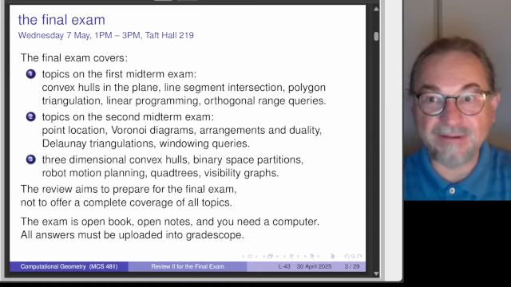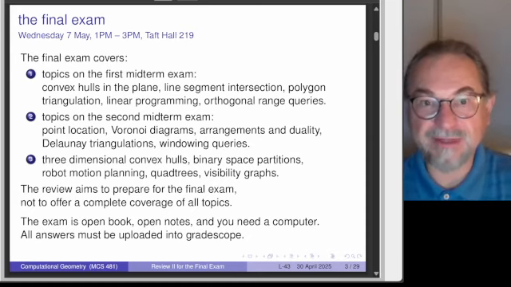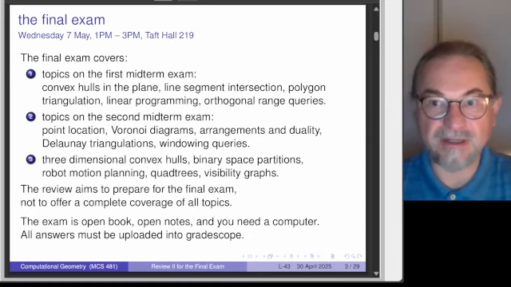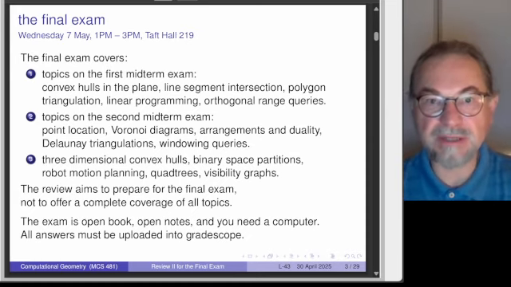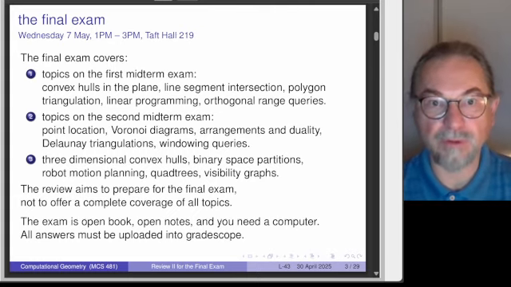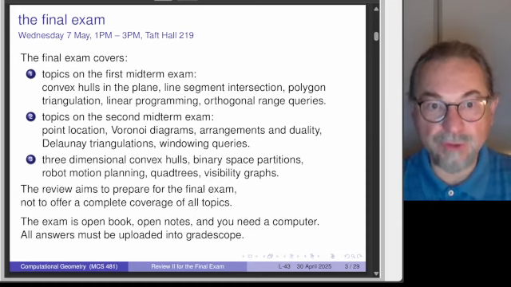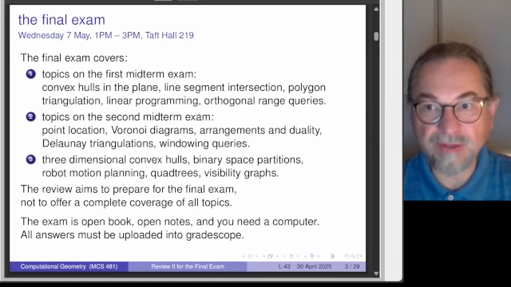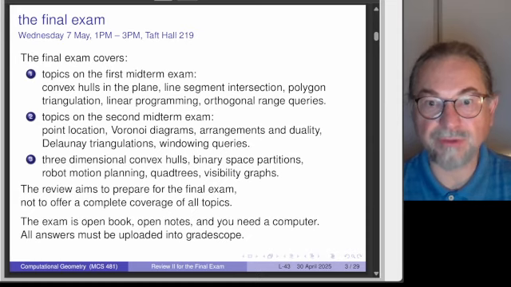Now, the final exam will cover everything that we have covered in class. So the main source are the lecture slides and, of course, the textbook that we follow. For this review, I will focus on the topics on the second midterm exam, and I also have a review question prepared on binary space partitions.